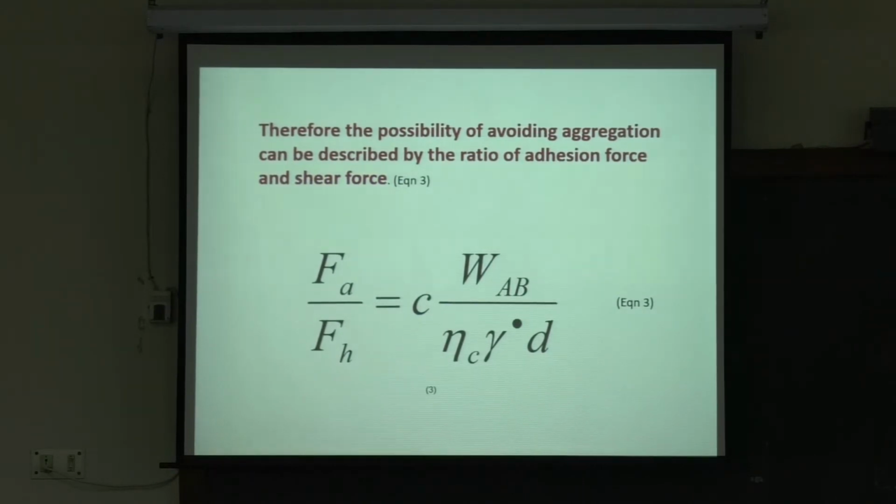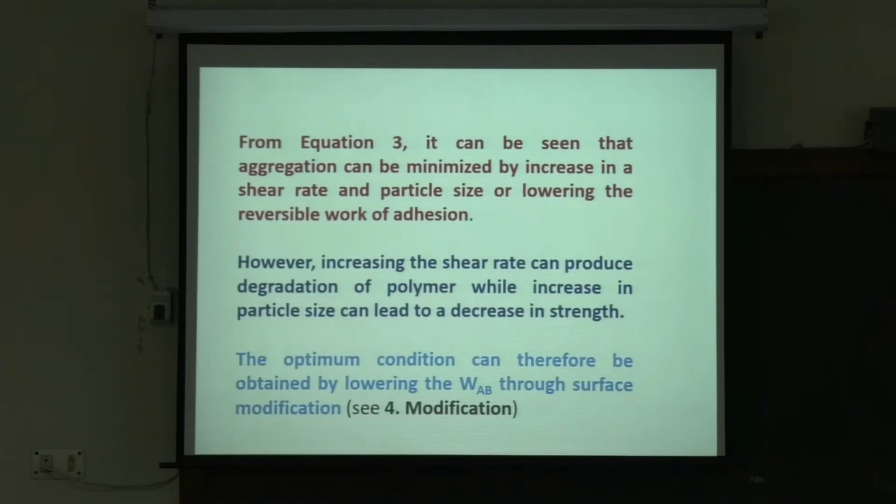Therefore, the possibility of avoiding aggregation can be described by the ratio of the adhesion and shear force. So you take a ratio of the adhesion and the other force, and you come up with a new equation. Then you could plot these graphs as a function of the particle size. From equation 3, it can be seen that aggregation can be minimized by an increase in the shear rate and the particle size, or by lowering the reversible work of adhesion. This is the basis of the model.